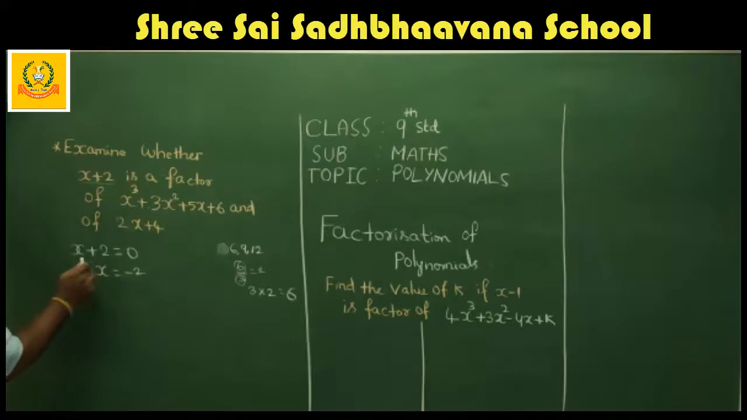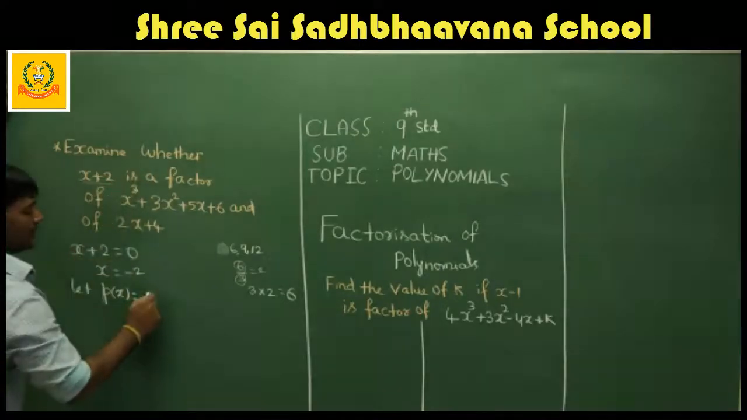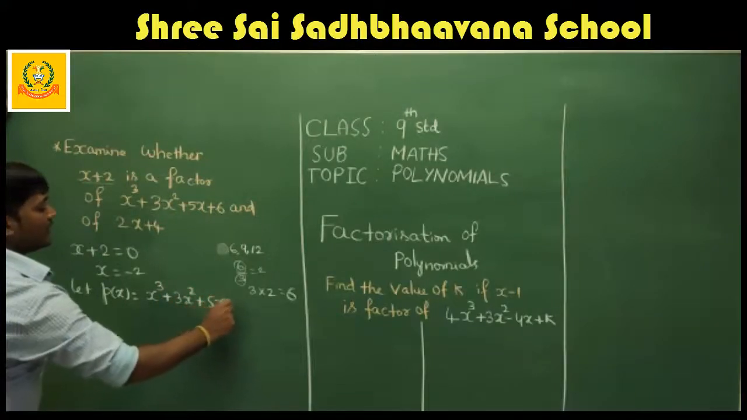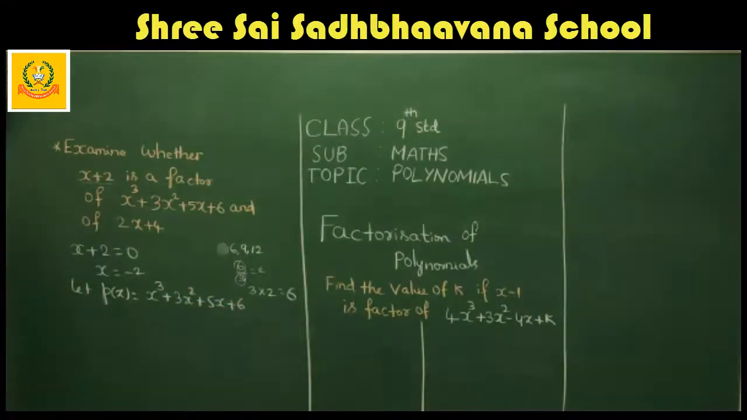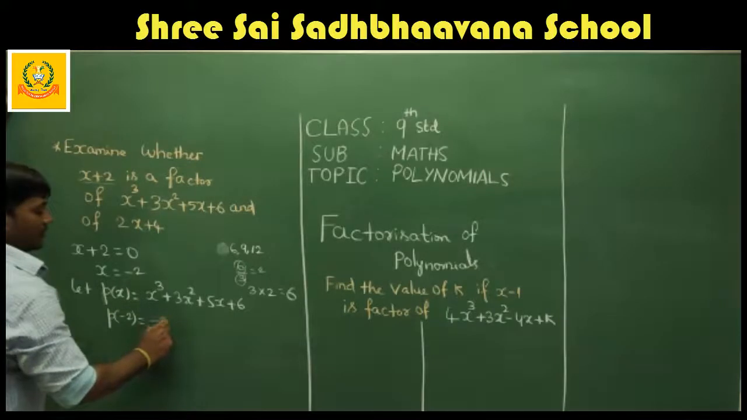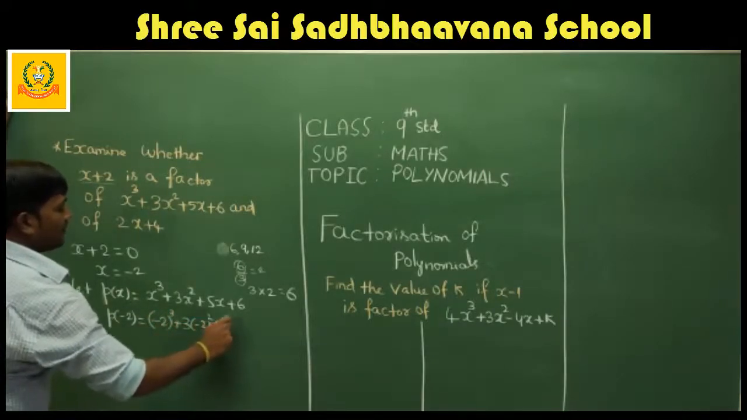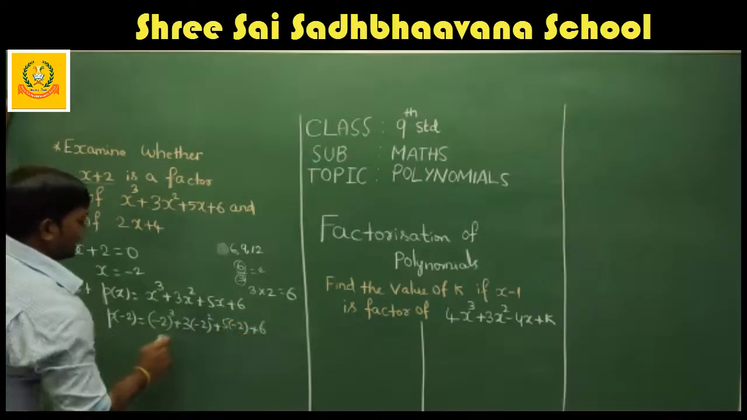So now p of x is your dividend. What is the dividend polynomial? x cube plus 3x square plus 5x plus 6. This is the dividend we assume, which is p of x. Correct. Wherever x is there, you substitute minus 2. Got it? When you substitute minus 2, what do you get? Minus 2 whole cube plus 3 into minus 2 whole square plus 5 into minus 2 plus 6.